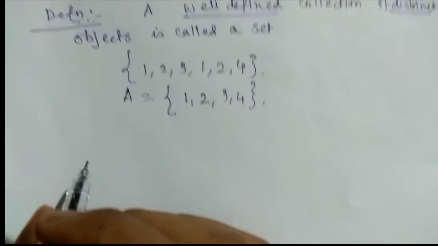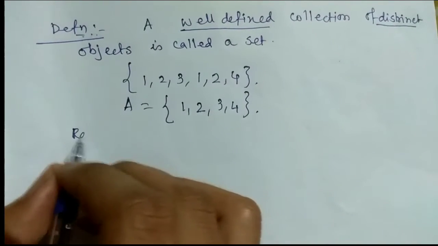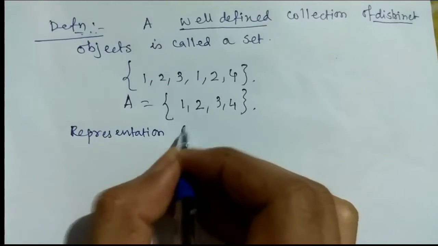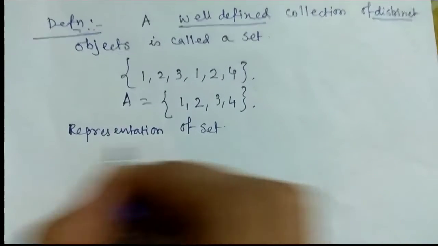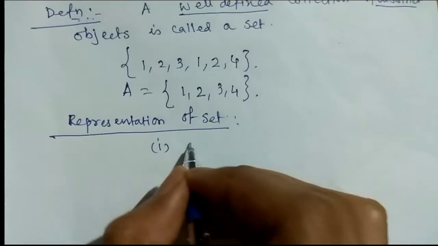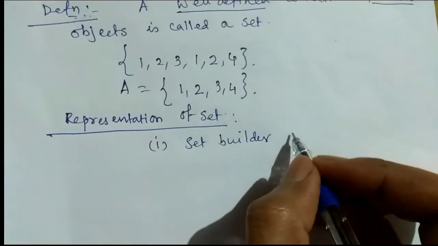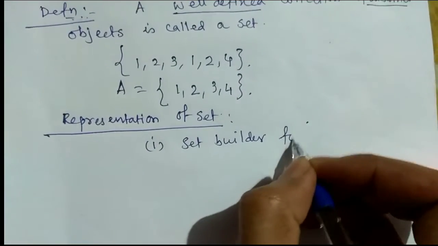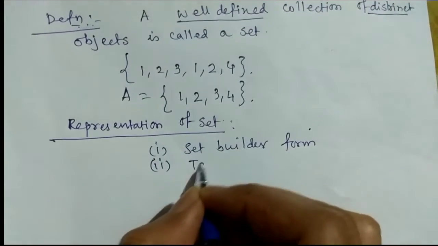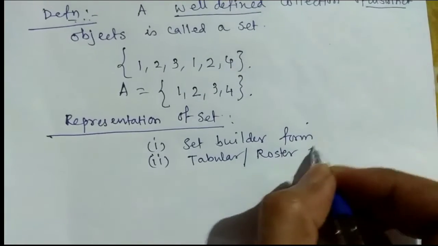Now, how to represent a set, that is the representation of a set. We can represent a set in two ways. One is set builder form, and the second one is tabular form, or roster form.